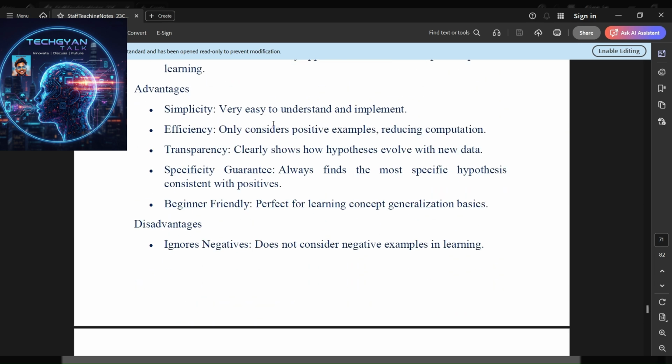Advantages. Simplicity: very easy to understand and implement. Efficiency: only considers positive examples, reducing computations. Transparency: clearly shows how hypotheses evolve with new data. Specificity guarantee: always finds the most specific hypothesis consistent with positives. Beginner friendly: perfect for learning concept generalization basics.